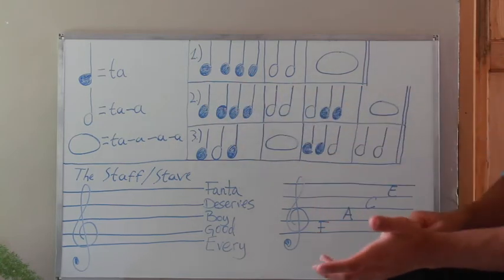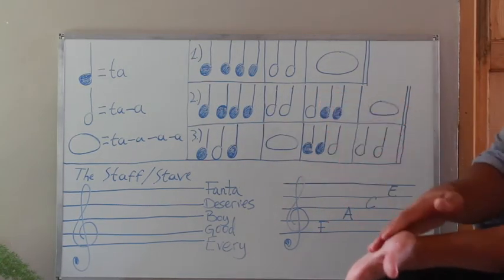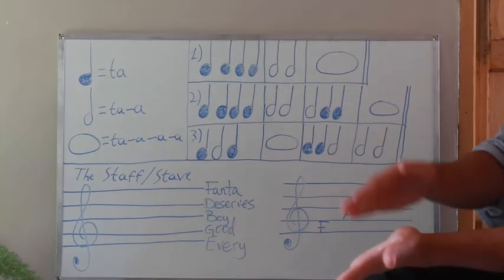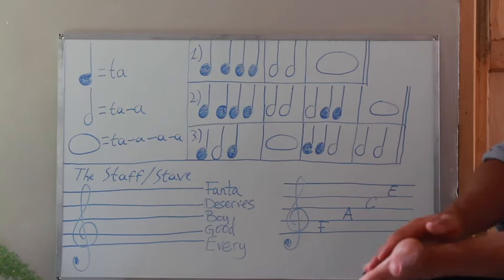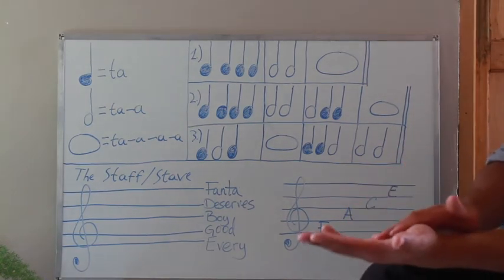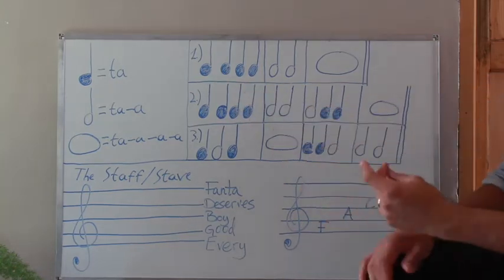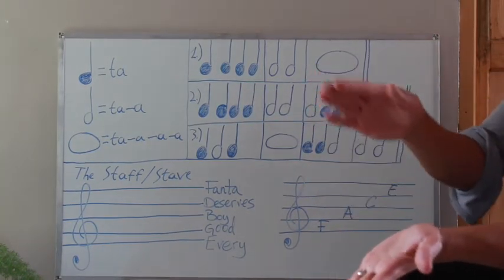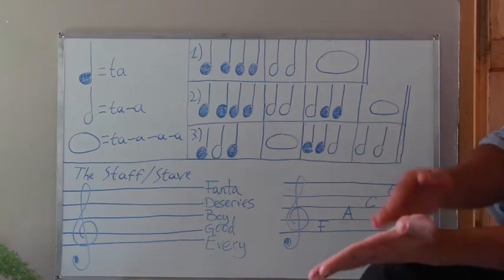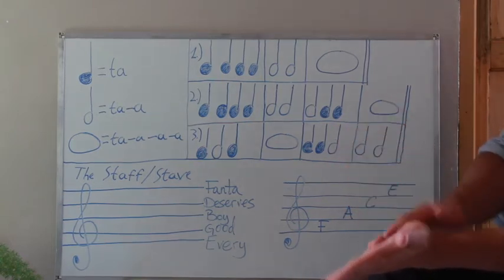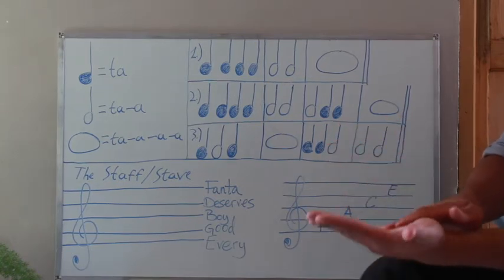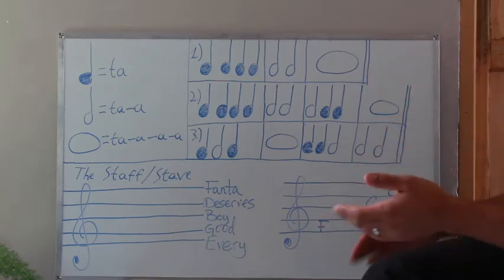Let's try number 2, clapping. 3, go. Ta, ta, ta, ta, ta, ah, ta, ah, ta, ah, ta, ta, ta, ah, ah, ah. One more time. Let's do number 2. 2, 3, go. Ta, ta, ta, ta, ta, ah, ta, ah, ta, ah, ta, ta, ta, ah, ah, ah. Sticky hands. All right, let's try number 3.